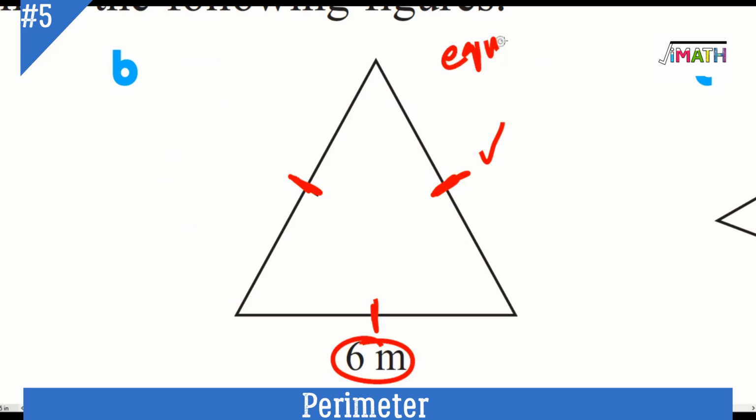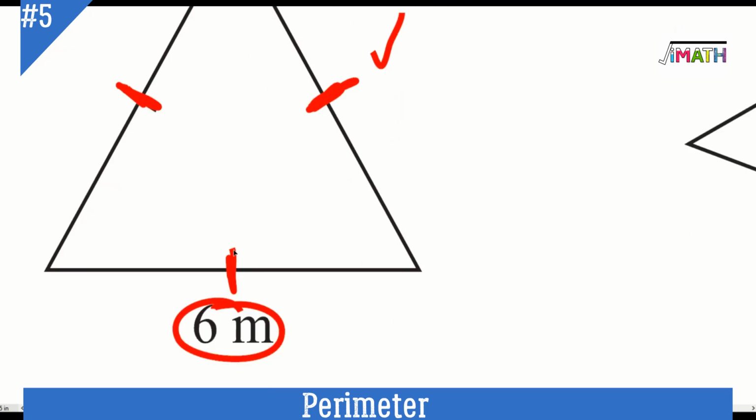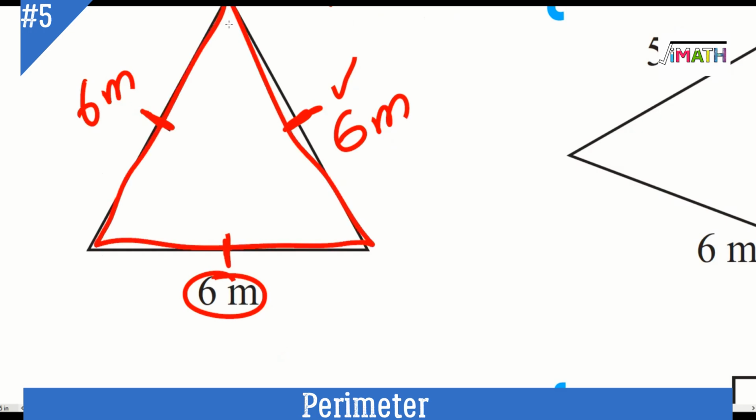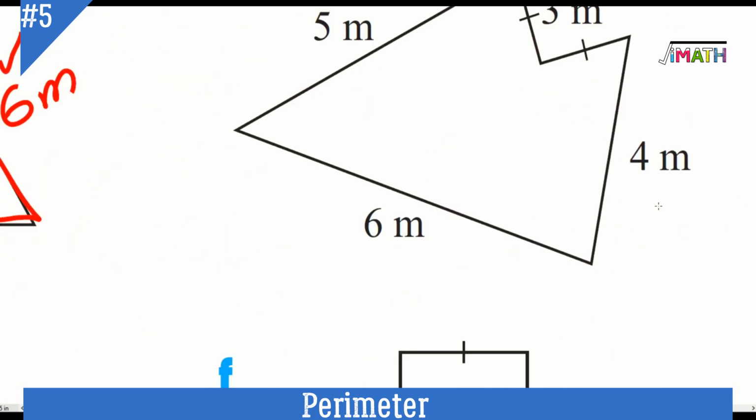6. Yeah, because it's an equilateral triangle, and in an equilateral triangle, the tricky point is that if you are given one length, it means you are given all three lengths because all three lengths are equal. So it's going to be 6 meters as well, and this is going to be 6 meters as well. So what's going to be the perimeter of this triangle? 18. Perfect.